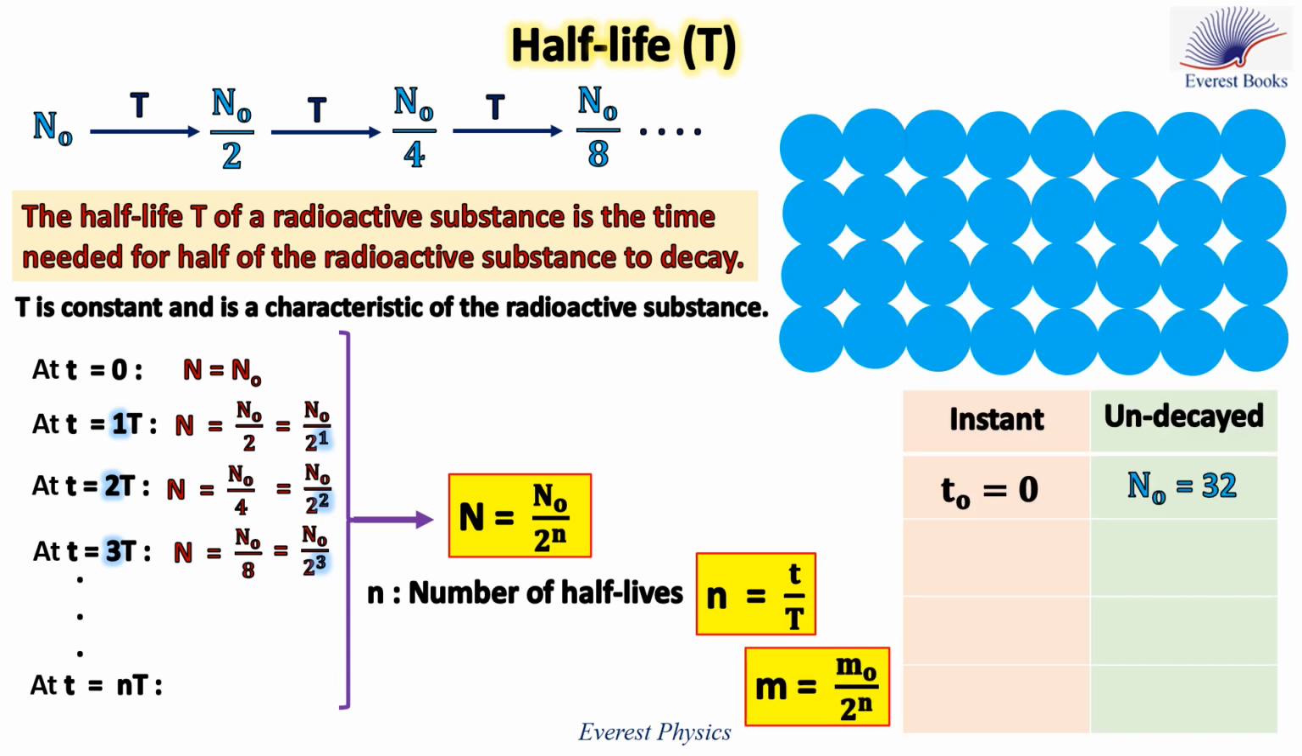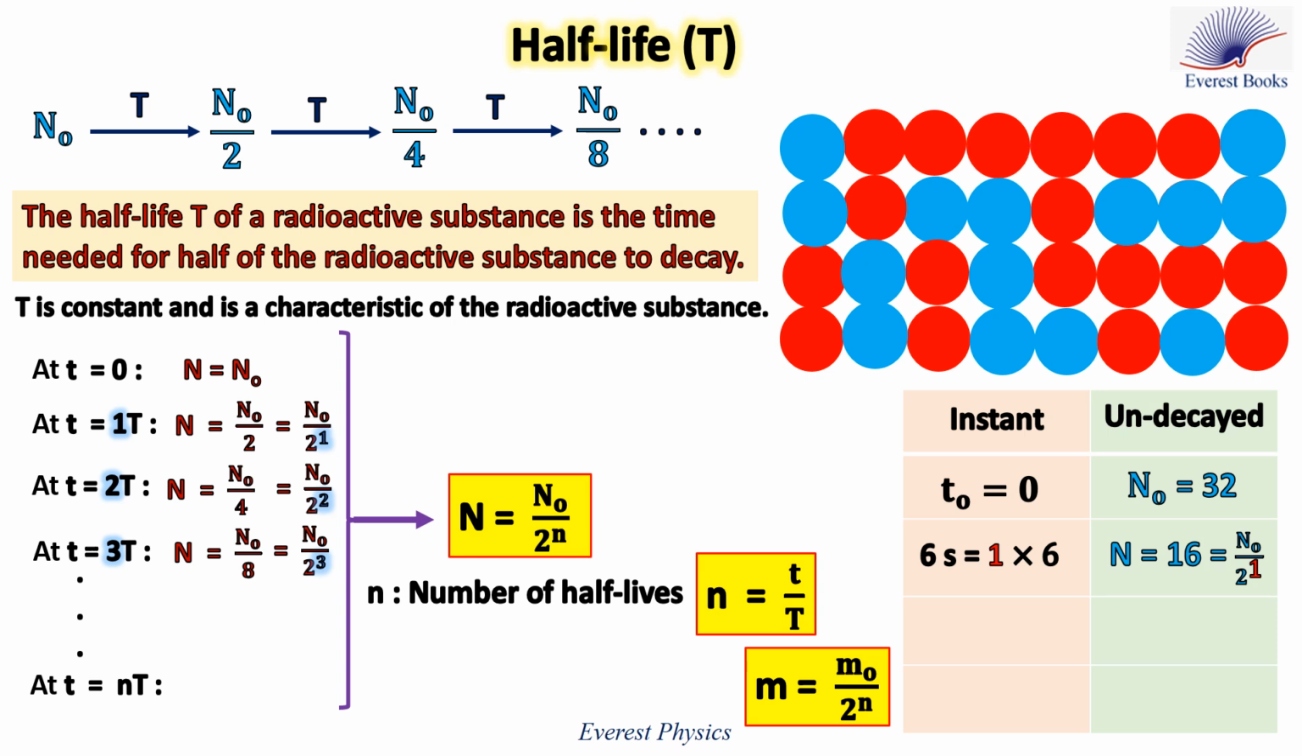To understand the half-life, watch this animation. Consider a radioactive substance. For clarity, we assume a very, very small number. So assume that N0 equals 32 at time 0. After a time of 6 seconds, which is equal to 1 times 6, the number of undecayed nuclei is 16, which is equivalent to 32 over 2, or N0 over 2 to the power 1.